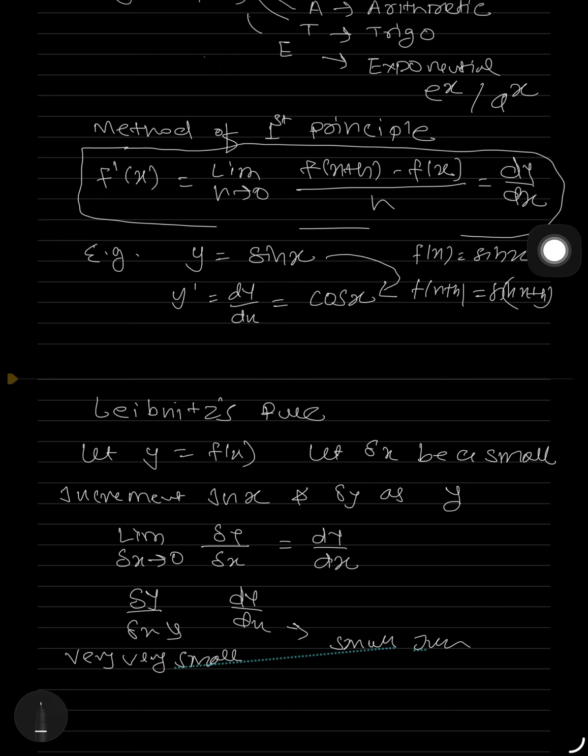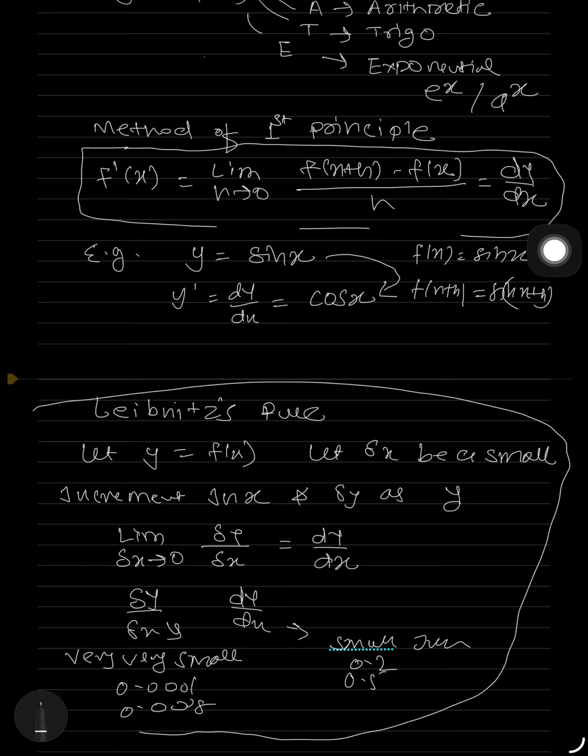Technically, for dy by dx we can conclude at 0.5, or we can say 0.2, like that. But when del is very small, it will come at 0.0001, 0.0005, like that. Okay, so this is the main difference, and this Leibniz rule we have to use in the theorem of the derivative, which we'll look at in the next lecture.